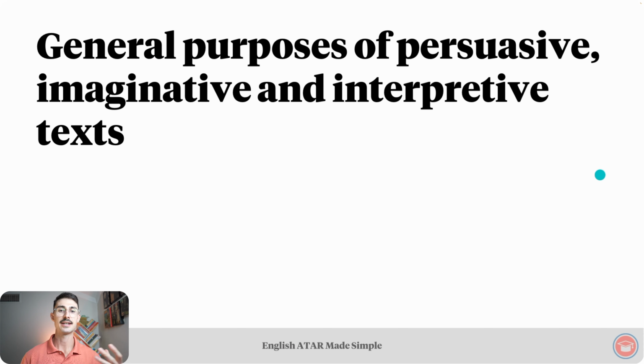Now let's move on to take a look at the general purposes of persuasive texts, interpretive texts, and imaginative texts. Why are we looking at these three text types and not looking at the purposes of analytical texts? Short answer is you rarely have to analyze an analytical text for its purpose.